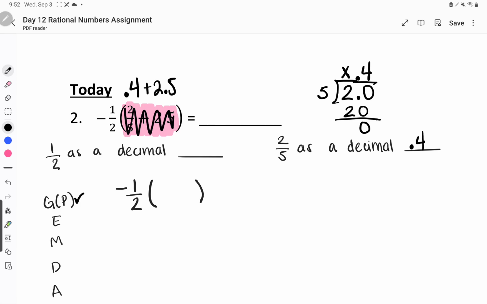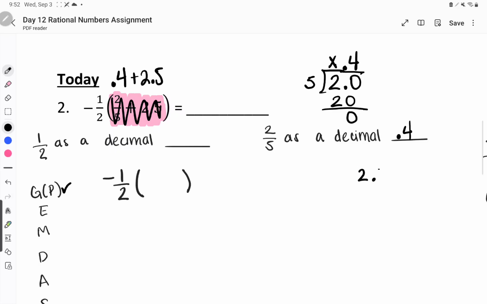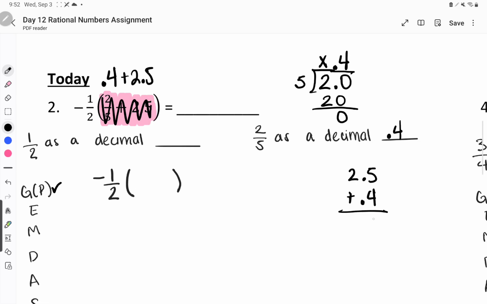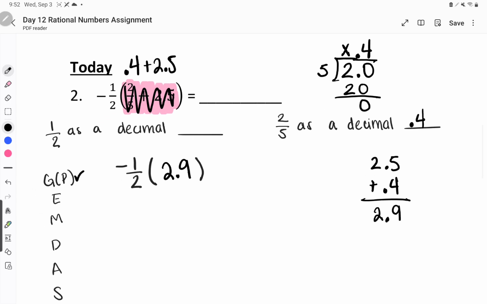So I'm going to add those. Remember, when we add or subtract, we do have to line them up. There they are lined up. My decimals are on top of each other. 5 plus 4 is 9. Drop down your decimal. That gives us 2.9. So we have 1/2 times 2.9.